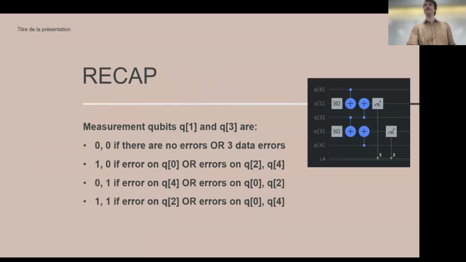Yeah, exactly. It's really rare if those happen. So what we know now is we can say if both meters are off, then there's either 0 errors or there's 3 errors, right? If the first meter's on and the second meter's off, then either there's just an error on Q0 or there's an error on Q2 and Q4.